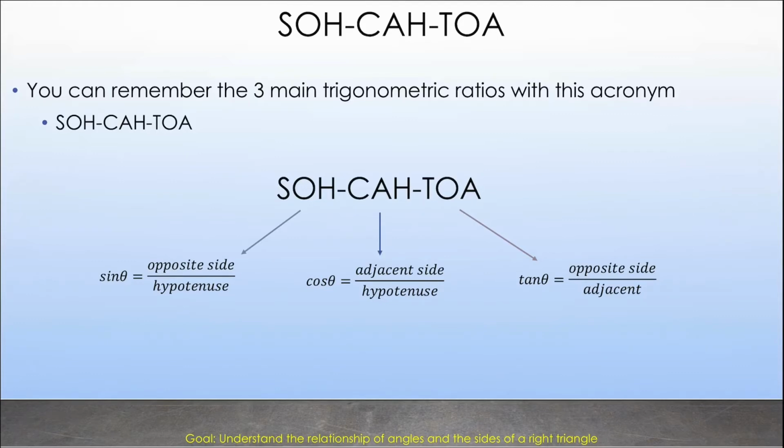So you can remember the 3 main trigonometric ratios with the acronym SOHCAHTOA. Okay, sine is our opposite over the hypotenuse. Cosine is adjacent over the hypotenuse. Tangent is opposite over the adjacent.